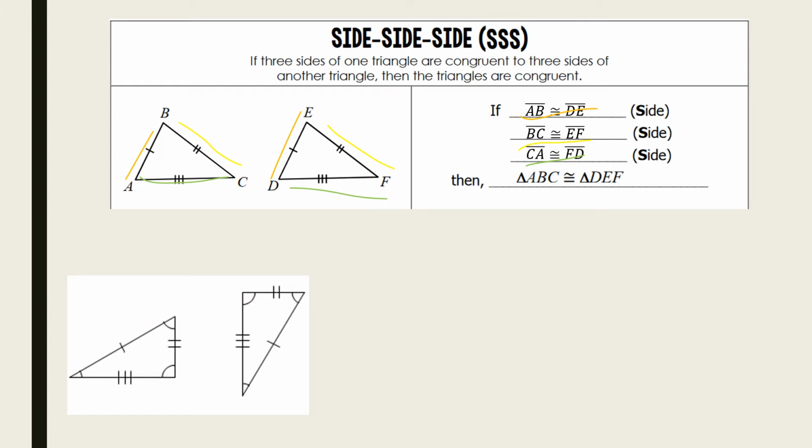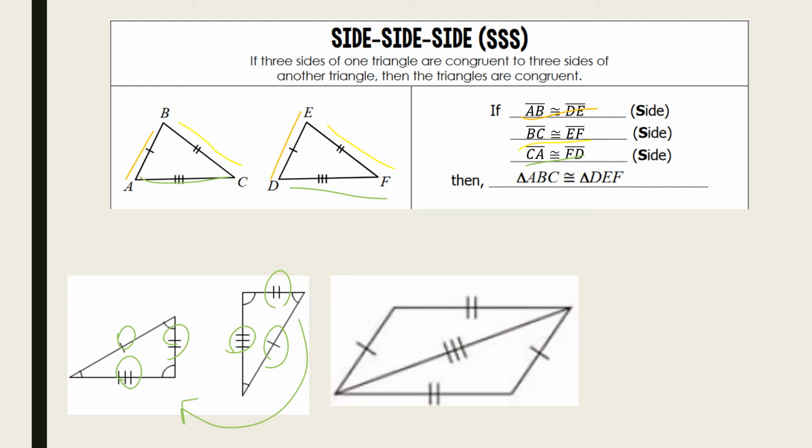Another example, we've got a side, a side, a side, and they've got 1, 2, and 3 tick marks. And if we rotate this more than 90 degrees, that way it would line up and lay right on top of that first triangle.